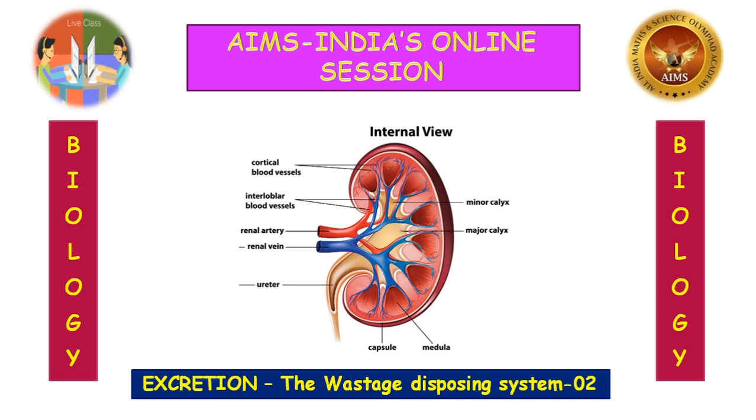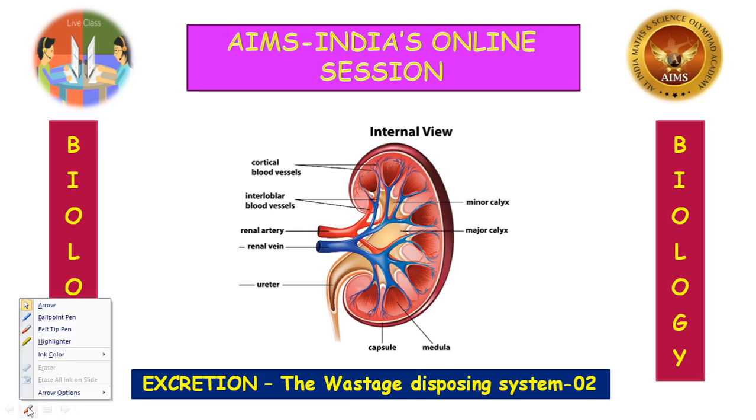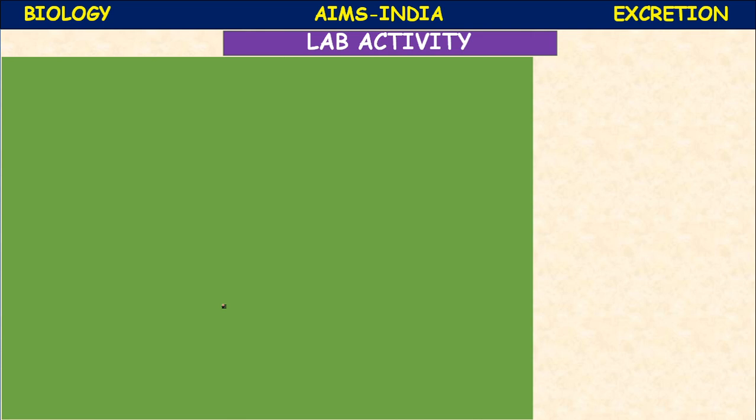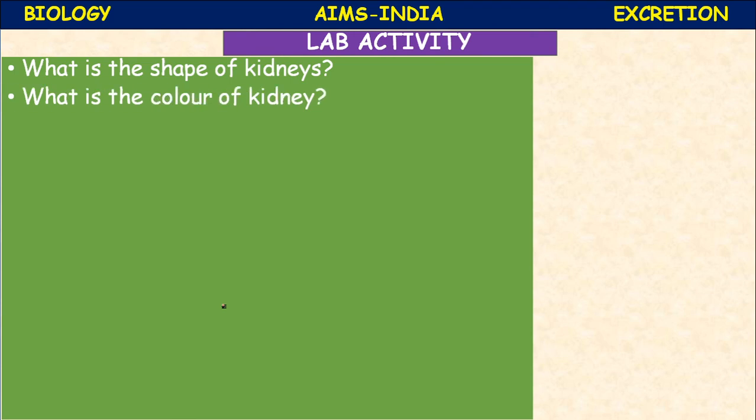So we also completed one activity, that is studying the structure of kidney. So in today's class we are going to discuss more about the structure of kidney. Are you ready, children? Let us proceed. Yesterday's lab activity. What is the shape of the kidney? The shape of the kidney is bean seed shape. What is the color of the kidney? The color of kidney is reddish brown.